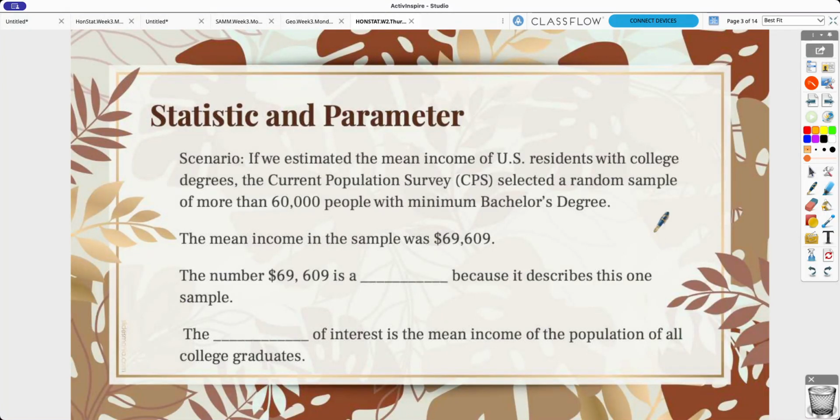Let's look at the difference between statistic and parameter. Looking at this scenario, if we estimated the mean income of US residents with college degrees, the current population survey or CPS selected a random sample of more than 60,000 people with minimum bachelor's degree. Based on this sample, the mean income was $69,609. Now, since $69,609 is from the sample, we call this the statistic.